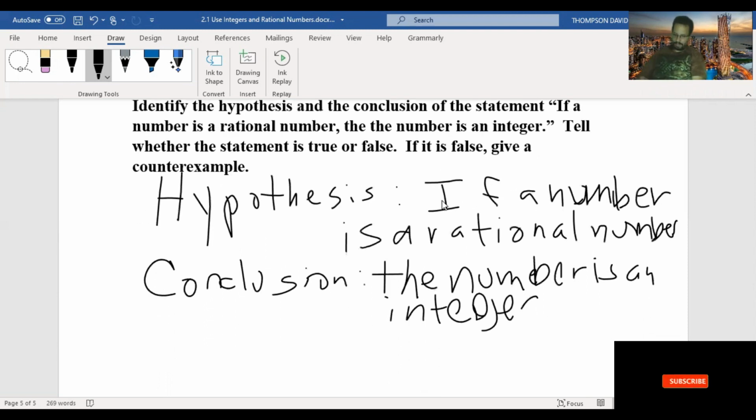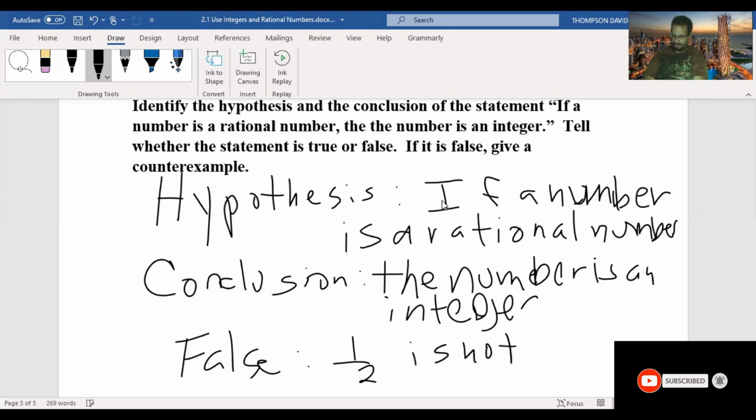So this is a false statement. And an easy counterexample, if a number is a rational number, the number is an integer. So if we say the number 1/2, 1/2 is not an integer. 1/2 is a rational number, but it's not an integer.